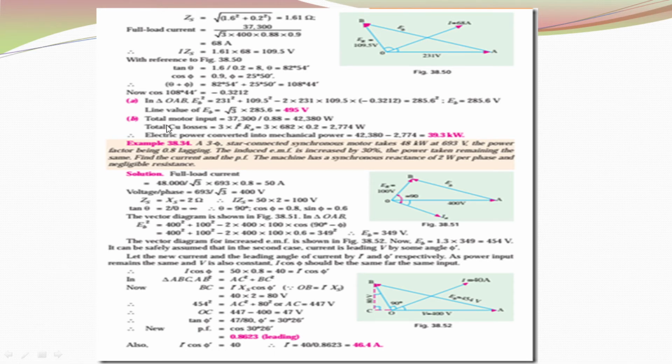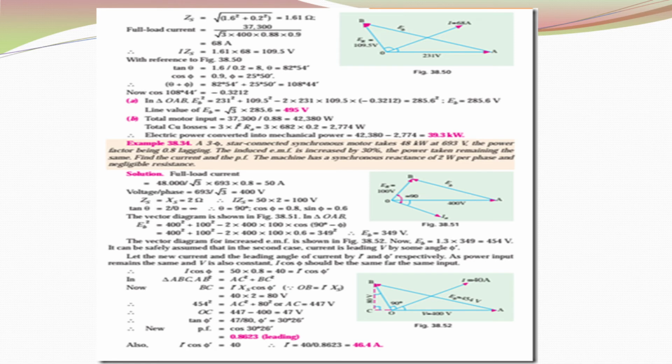So total motor input is 37,300 divided by 0.88, that is 42,380 watts. So total copper losses is 3 times Ia square Ra. Substituting the value of I and Ra, I am going to get the value of copper losses as 2,774 watts. So electric power converted into mechanical power is 42,380 minus 2,774, that is 39.3 kilowatts.